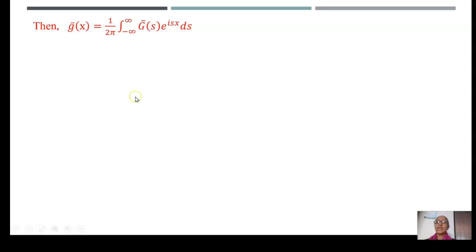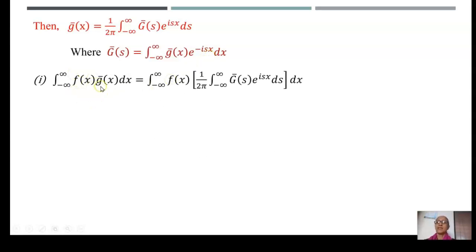Now, let us see the conjugate of this inverse Fourier transform of g(x), that is g bar x equals 1 by 2 pi integral from minus infinity to infinity conjugate of G(s) into e power isx ds. Whenever you are finding the conjugate of g(x), in the integrand, wherever the Fourier transform is there, we should take the conjugate of that Fourier transform. Now the conjugate of the Fourier transform, G bar s, equals integral from minus infinity to infinity g bar x e power minus isx dx.